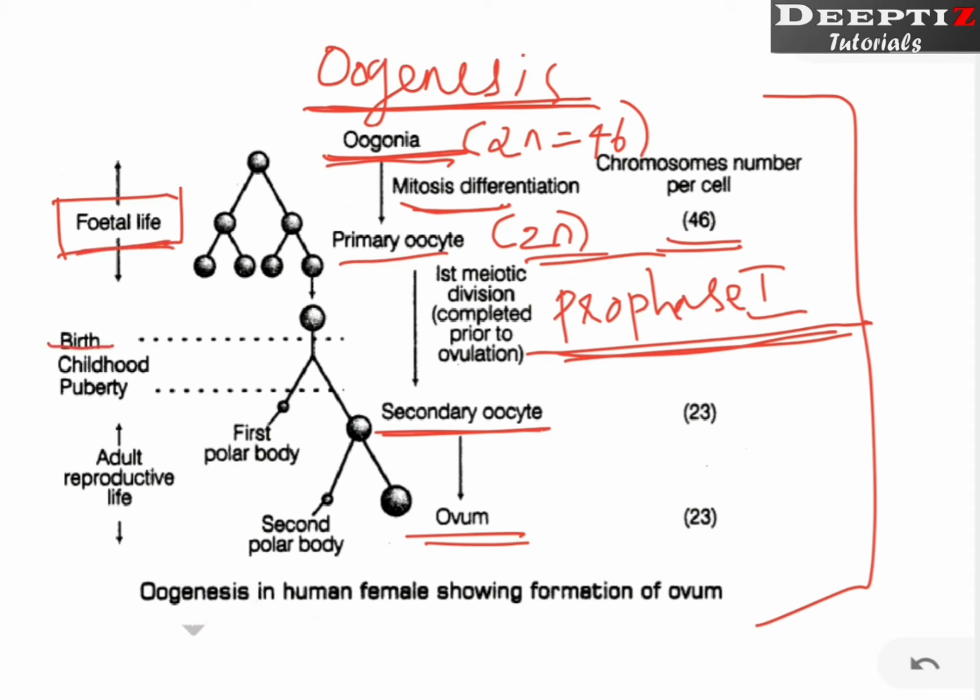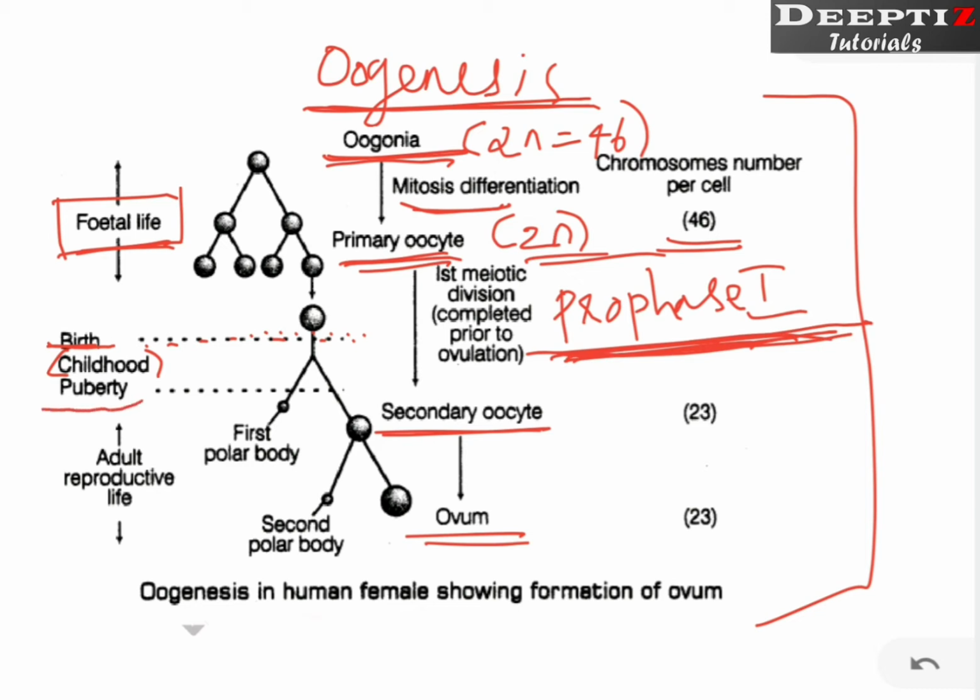At the time of birth, what do these dotted lines indicate? They indicate arrest, right? The meiosis is arrested, no more development. So during childhood there is nothing. What is actually there in the ovary right now? There are primary oocytes which just started meiotic division, but got arrested in prophase 1.